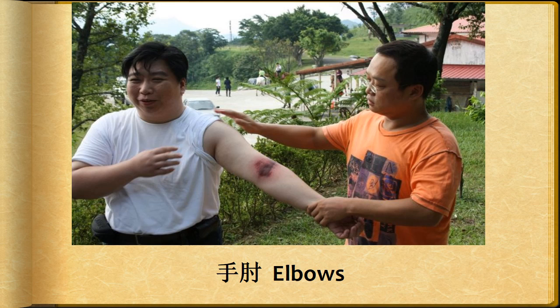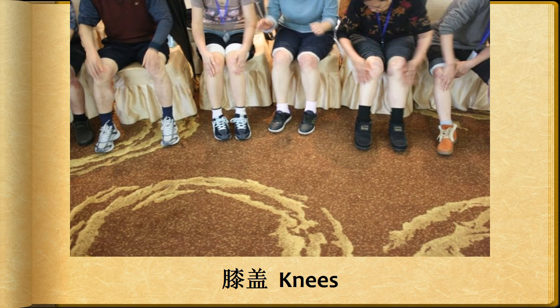Here's how we do it on the elbows. You can do it by yourself, but you can also do Paida on each other. This is on the knees, but the knees are a little bit more complicated. This is the front knee. You also have both sides, and also the back of the knee. For the back of the knee, you'd better do it on each other. That is more effective and convenient.